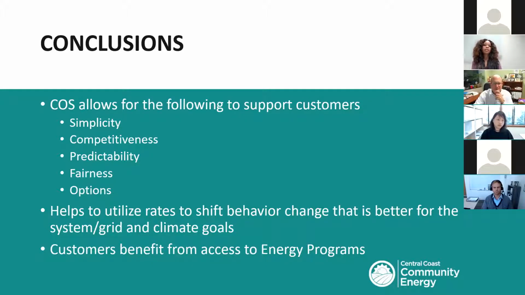Additionally, cost of service and the new rate design structure is going to help use rates to shift behavior, which is ultimately better for the system, better for the grid, and helps us meet our climate goals, not just in California, but of course in the Central Coast. And our customers will continue to have the benefit of access to energy programs. That is something we don't say enough about, but we do have energy programs, for example our electric vehicle program that's happening right now that our customers are able to take advantage of, and we will continue to roll out programs for the benefit of our customers.